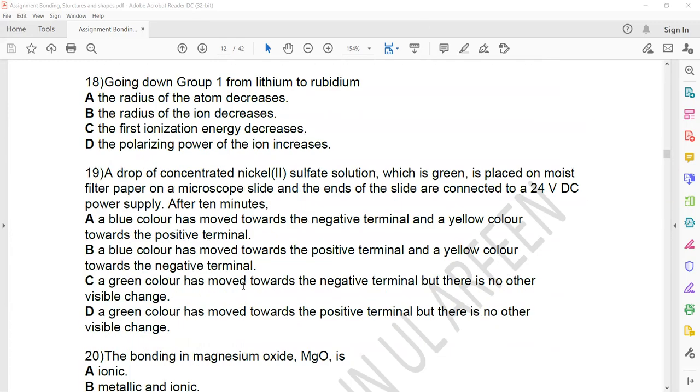In question 18, going down from lithium to rubidium, the radius. So what happened? The radius decreases, that's wrong. The radius of ion decreases, that's also wrong. First ionization energy decreases. Why? Because as the size increases, like when you compare lithium and sodium, it will be easy to remove an electron as it is far away from the nucleus. So C is the right answer. Polarizing effect increases? No, it decreases.